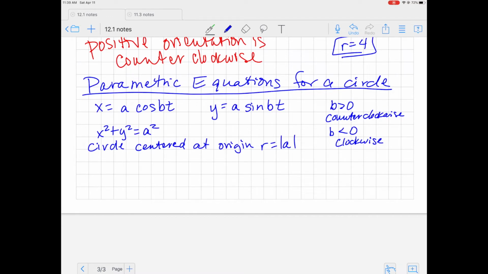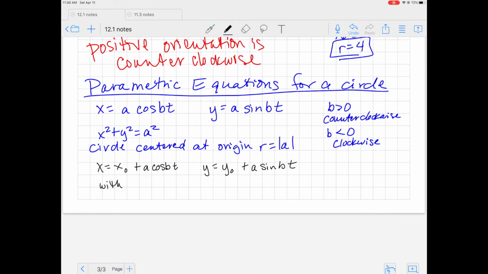Is every single circle known to man always centered at the origin? No, right? That is not how life works. So if I am moving around and going somewhere else, this is what that looks like. X is equal to x naught plus a cosine bt. Y is equal to y naught plus a sine bt. With center x naught, y naught. Right? And my radius is still the absolute value of a.